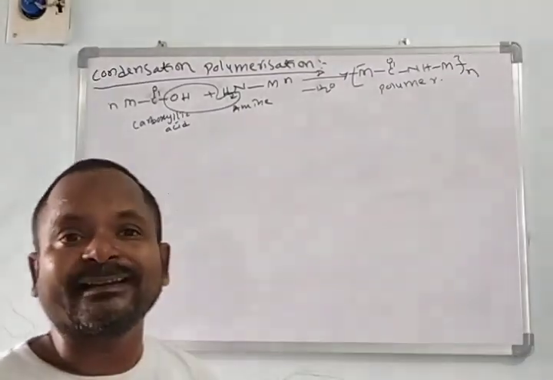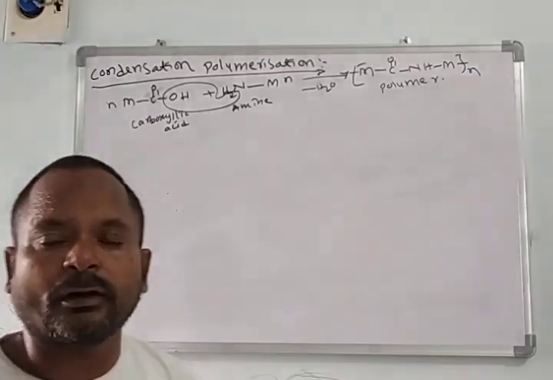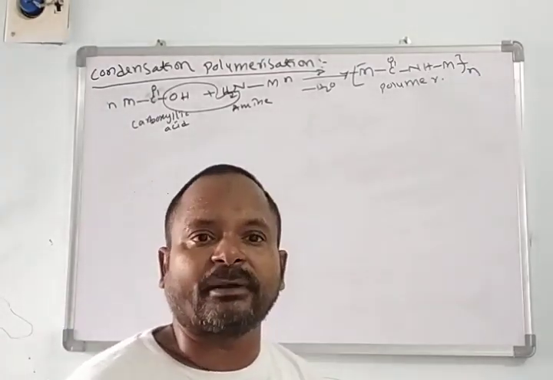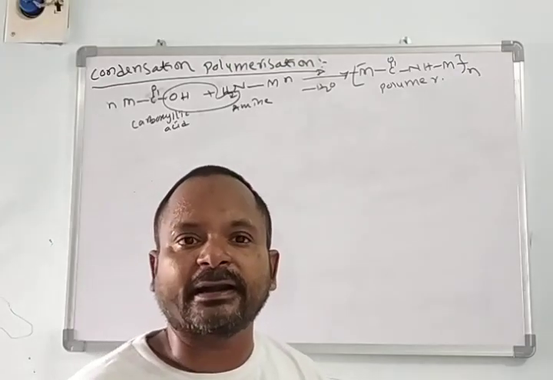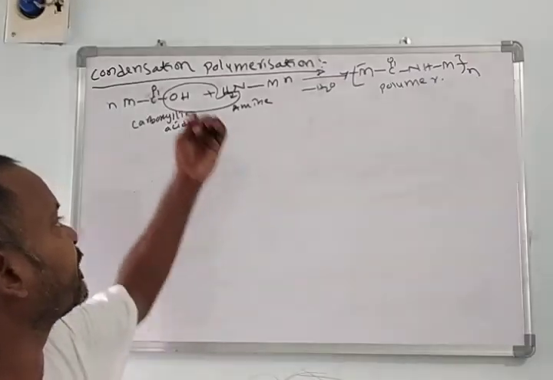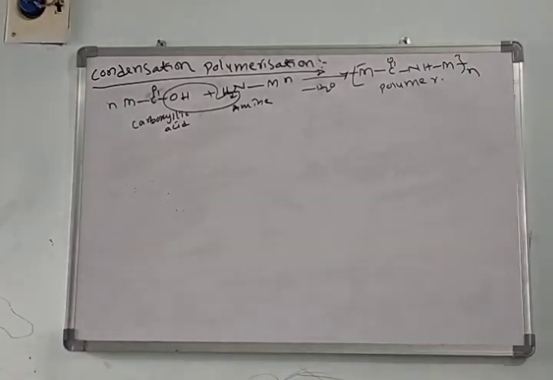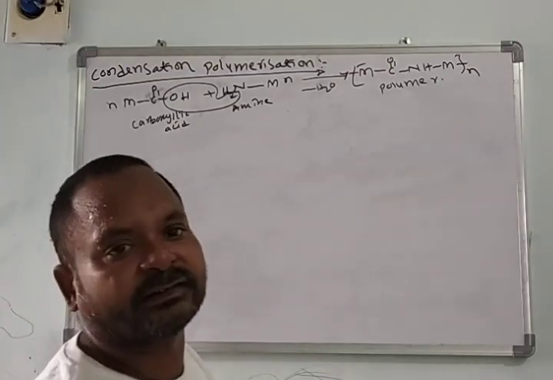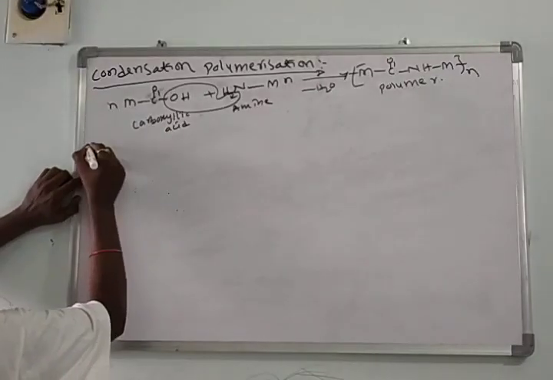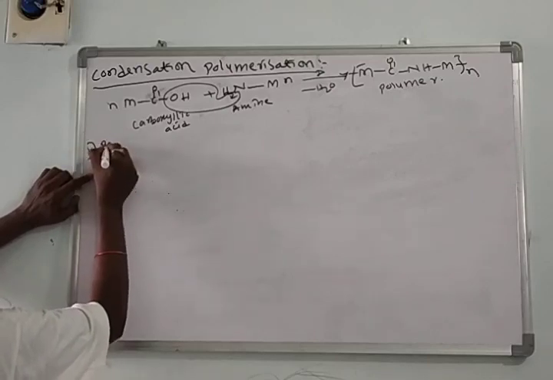And here polyesters. Polyesters, polyamides, phenol formaldehyde resin, urea formaldehyde resin, melamine. All those are the best examples for the condensation polymers. All those are produced by the condensation polymerization. Here I will take one first example, polyester.